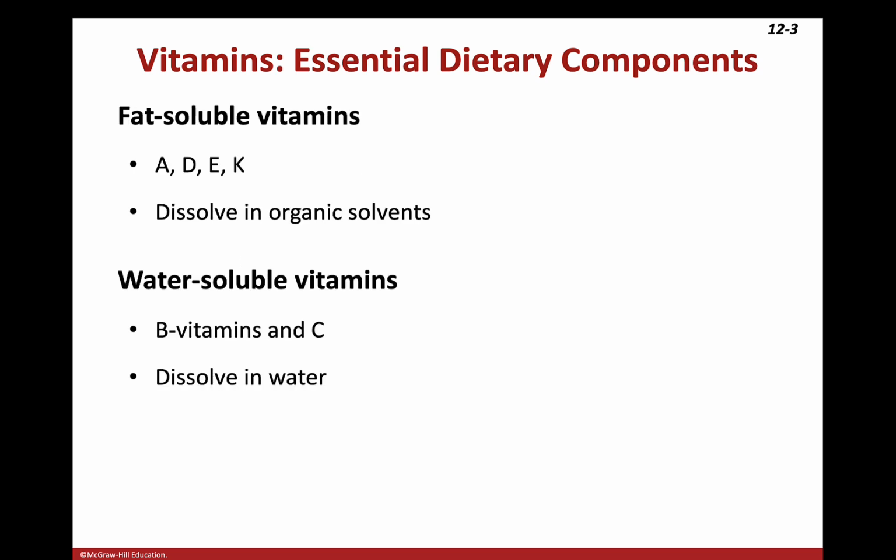body. Now, when we describe vitamins, we break them down into two general categories. Fat-soluble vitamins are A, D, E, and K, so they are vitamins that are capable of dissolving in organic solvents. Water-soluble vitamins are our B-complex vitamins and vitamin C. They have the ability to dissolve in water.